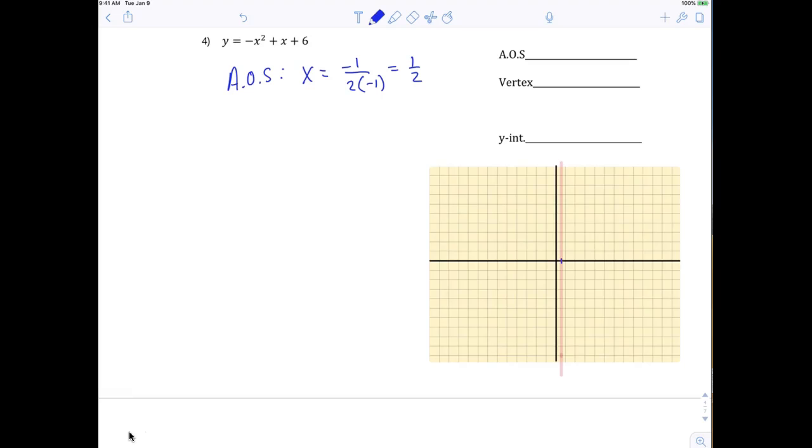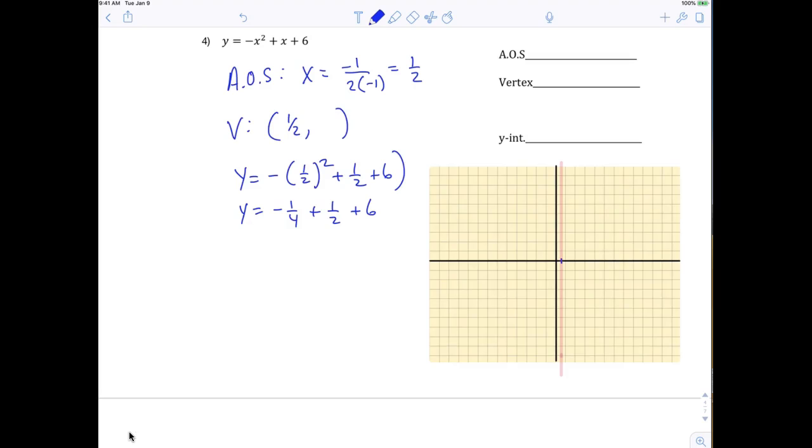All right. So now my vertex is 1/2 comma something. So now it's good to do without a calculator to practice. All right, so let's see what you got. So y is equal to negative parentheses 1/2 squared plus 1/2 plus 6. What's 1/2 squared? 1/4, but there's a negative out in front, right? So it'd be negative 1/4 plus 1/2 plus 6.